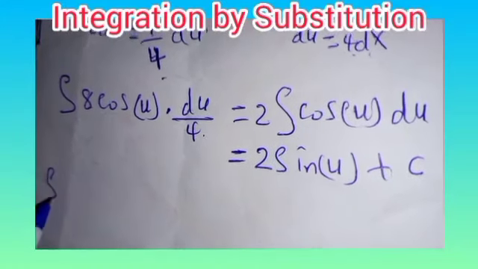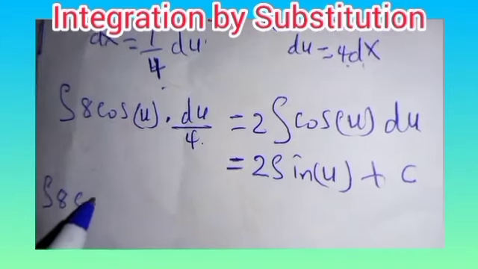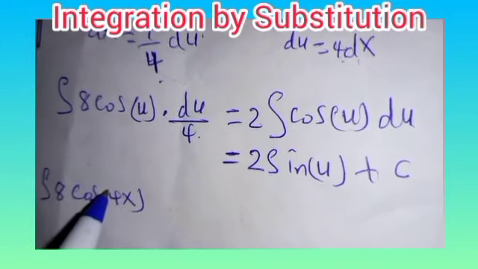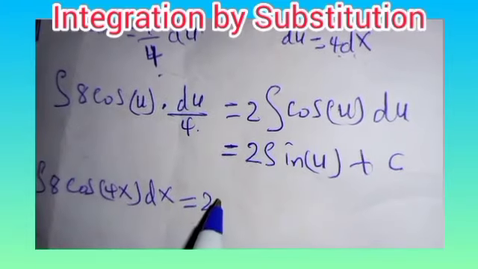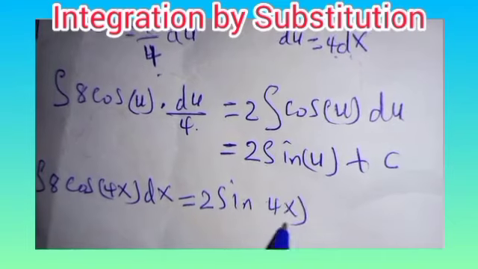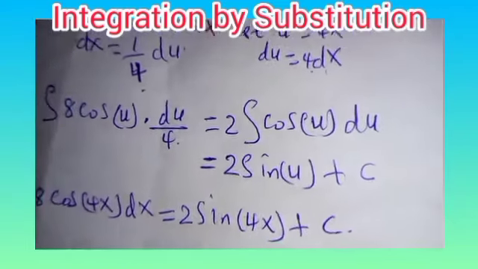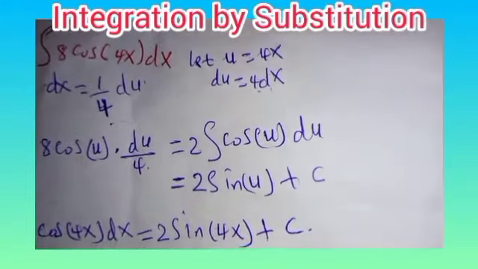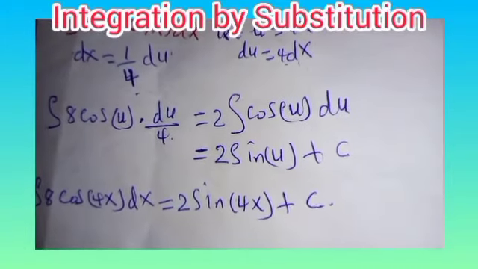meaning now that our integral of 8 cos of 4x dx is equal to 2 sine of 4x plus a constant c. So that is how we make use of u substitution to obtain the result there. You can have another example for practice.